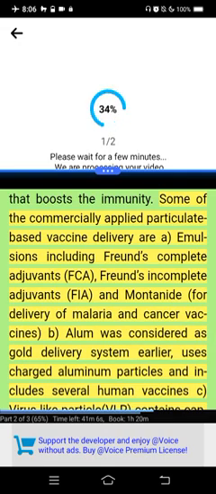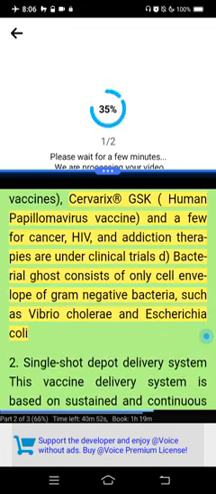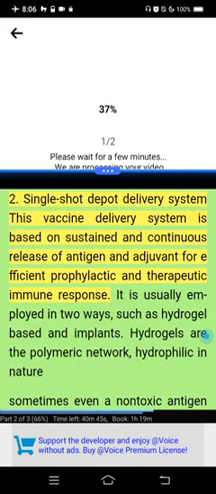C. Virus-like particle, VLP, contains capsid protein or envelope. Commercially available VLP-based vaccines are Shanvac-B and Engerix for hepatitis B vaccines, Cervarix GSK for human papillomavirus vaccine, and a few for cancer, HIV, and addiction therapies are under clinical trials. D. Bacterial ghost consists of only cell envelope of gram-negative bacteria such as Vibrio cholerae and Escherichia coli. 2. Single-shot depot delivery system.